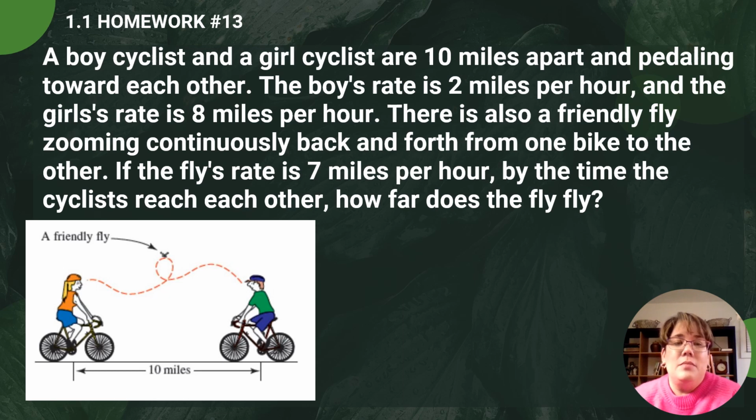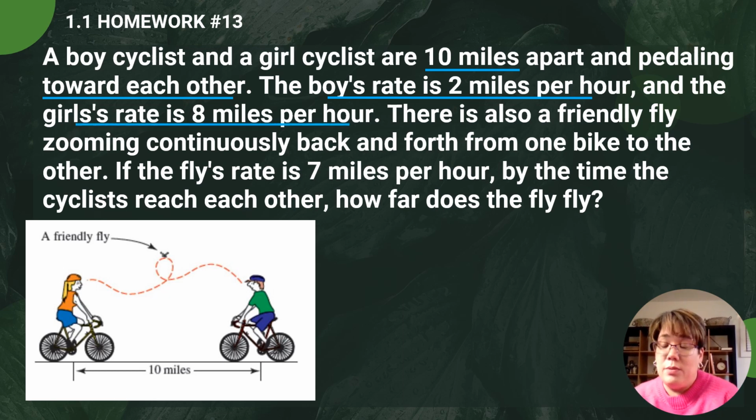Okay. So let's underline some things. The boy cyclist and girl cyclist, they're 10 miles apart. Oh yeah, they're pedaling towards each other. That's important. They're going towards each other. So that is really important. The boy is 2 miles per hour and the girl is 8 miles per hour. I think that's really funny, how the boy is going so slow and the girl is going so fast. I wonder why. Anyway, then you have this friendly fly, which is going back and forth between the two.